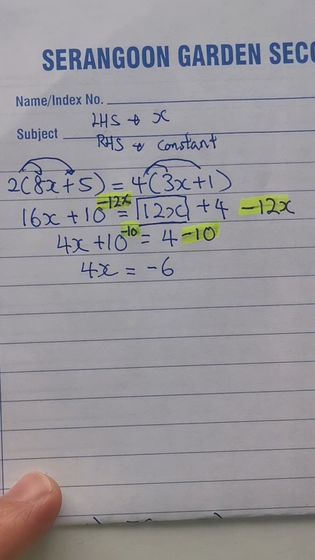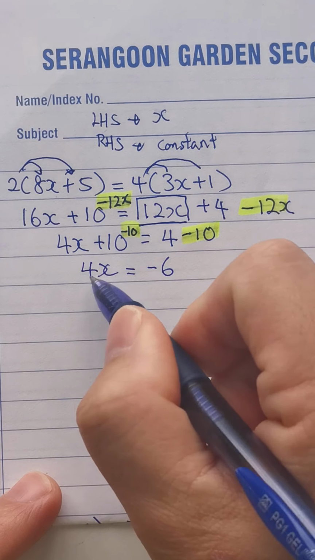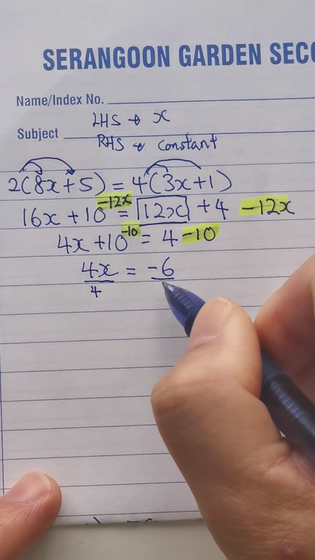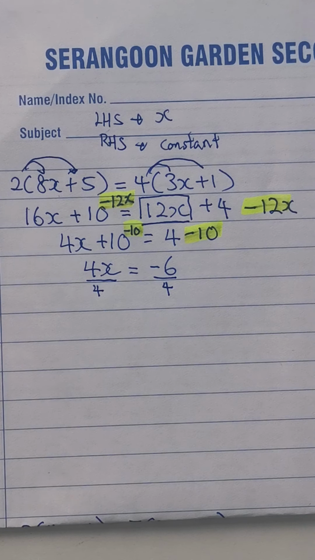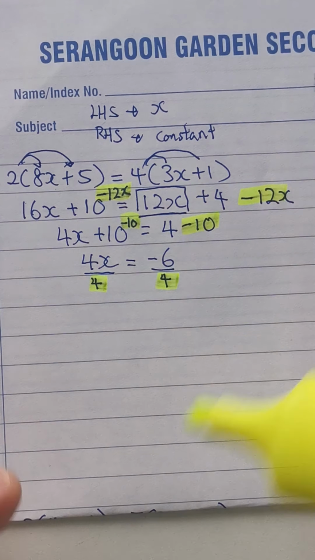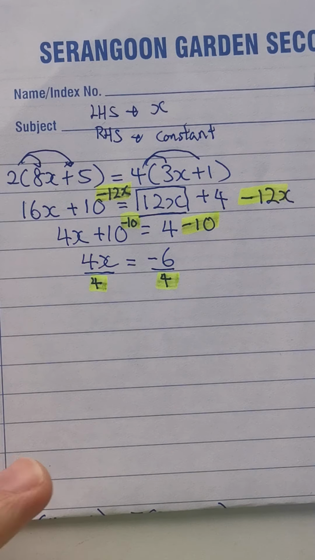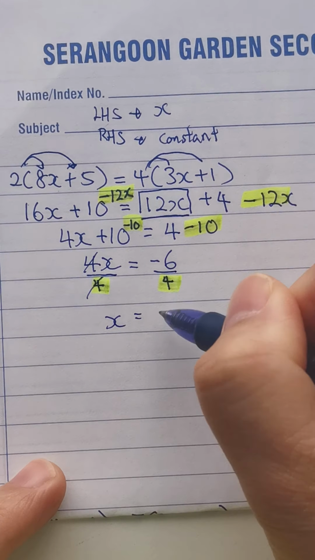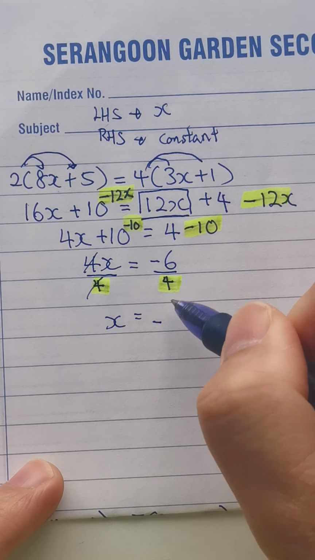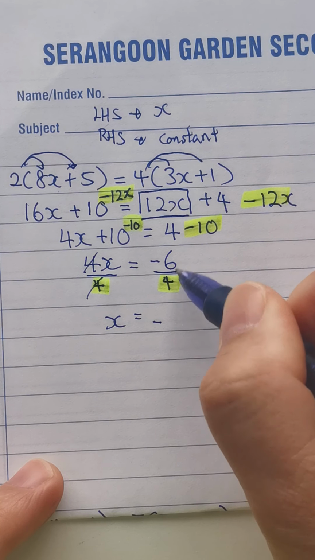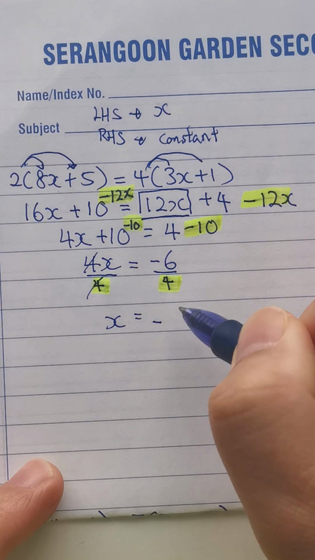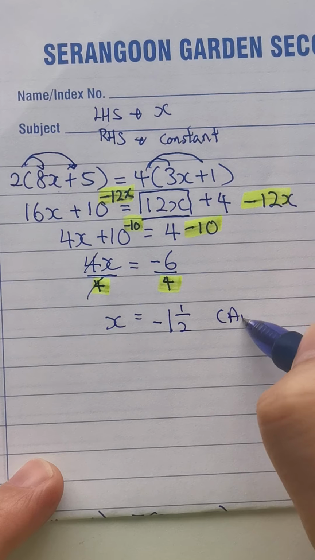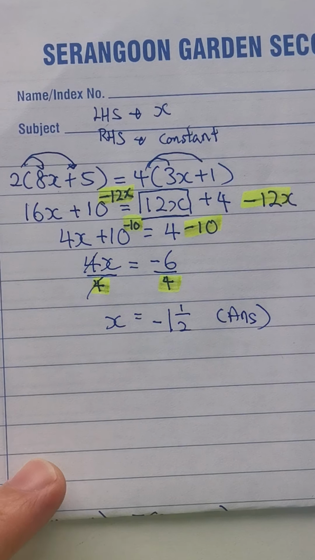Just now during our Zoom session, we know that if this is a multiply, in order to remove it, we need to divide by the same number. So same thing, if I were to divide by 4 on the left, I need to divide by 4 on the right. So 4 and 4 cancel off. I'm left with x, and this is negative 3 over 2. I can reduce it, 3 over 2, so it's actually negative 1.5. So that will be your answer for question number 1E.